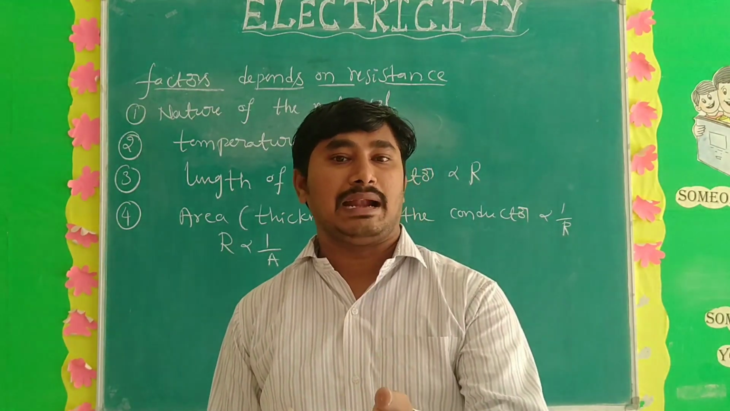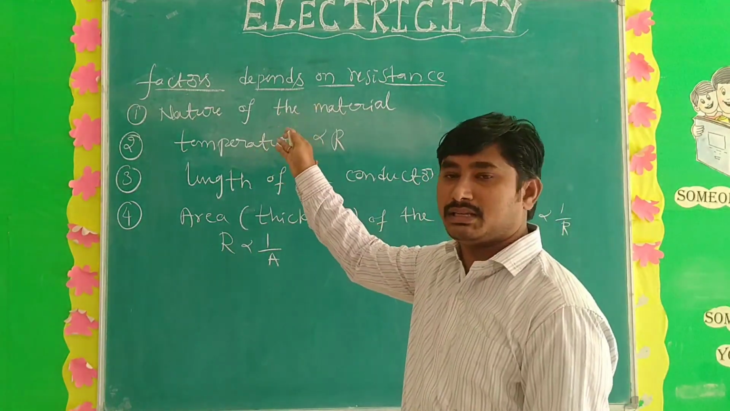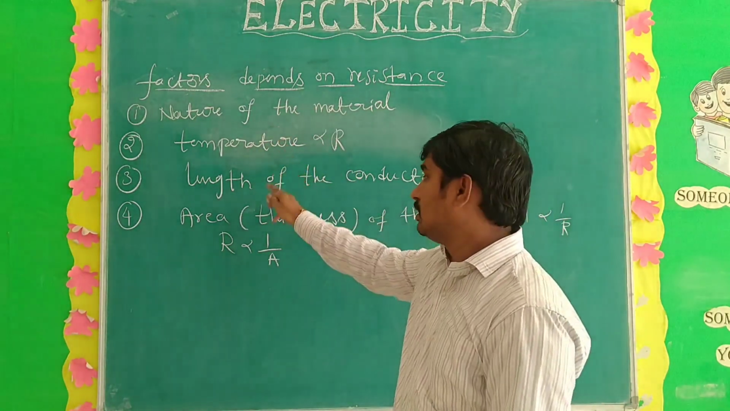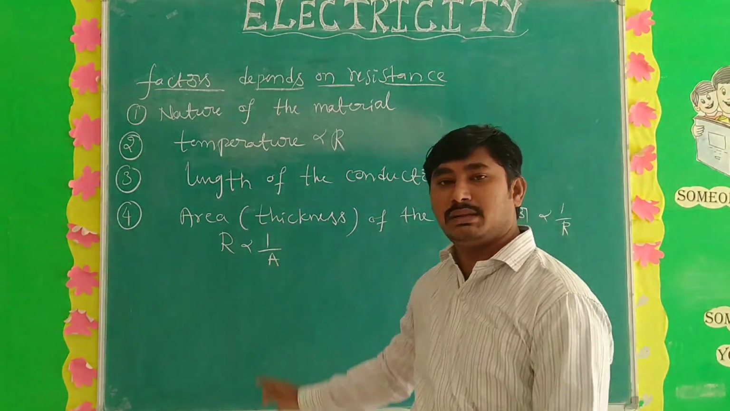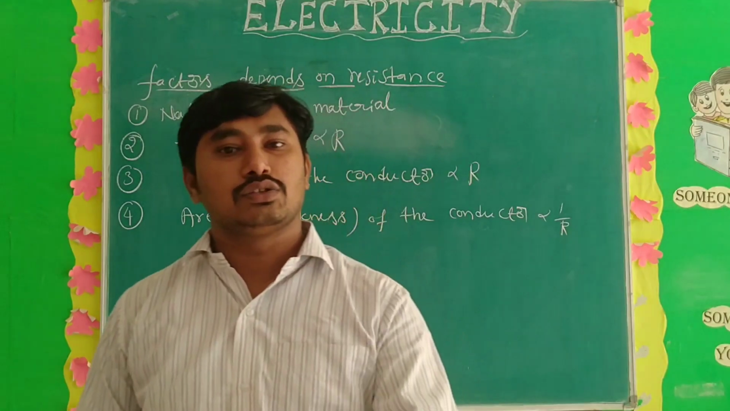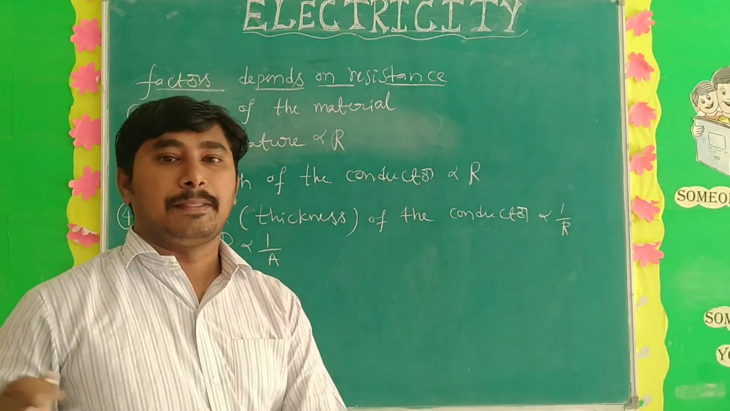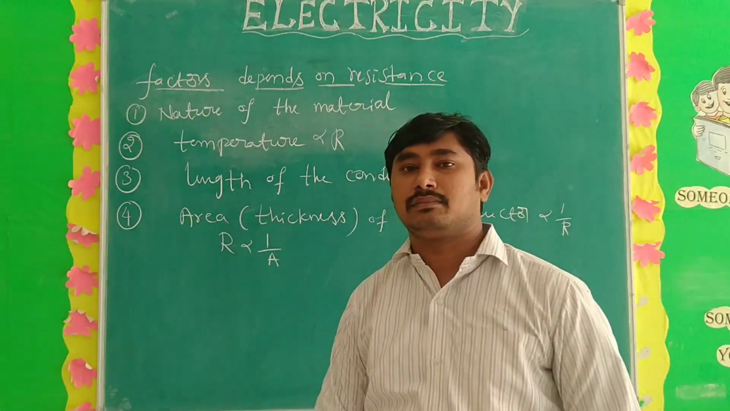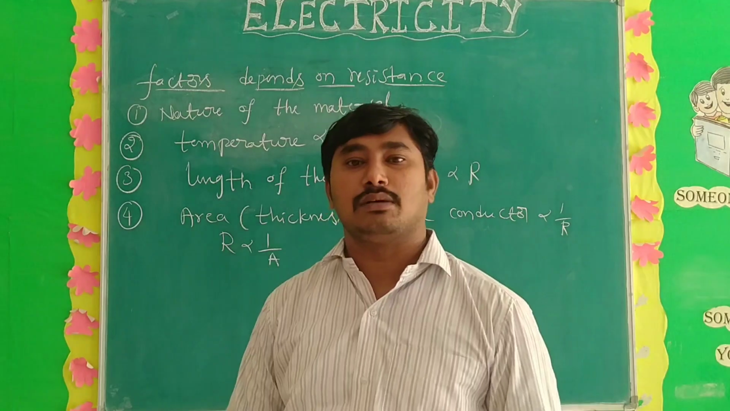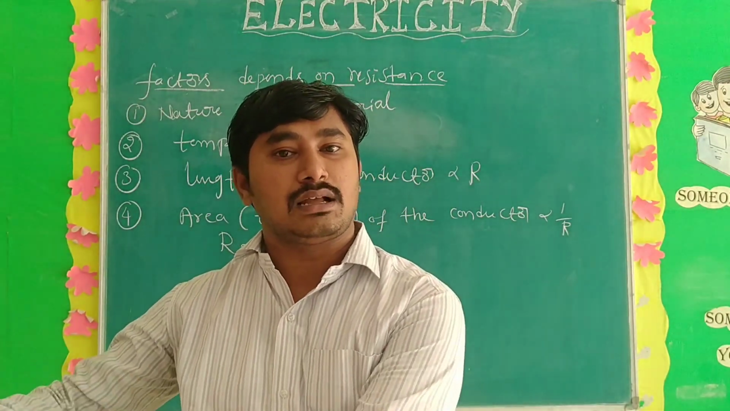In the practical session I will explain how the resistance depends upon the nature of the material, how it depends upon the temperature, how it depends upon the length of the conductor, and also how it depends upon the area of the material. You have to do all these factors in the practical. Understand? These four factors are very important. Next, we can go to the discussion about what resistivity is, and also what the difference between resistance and resistivity is.